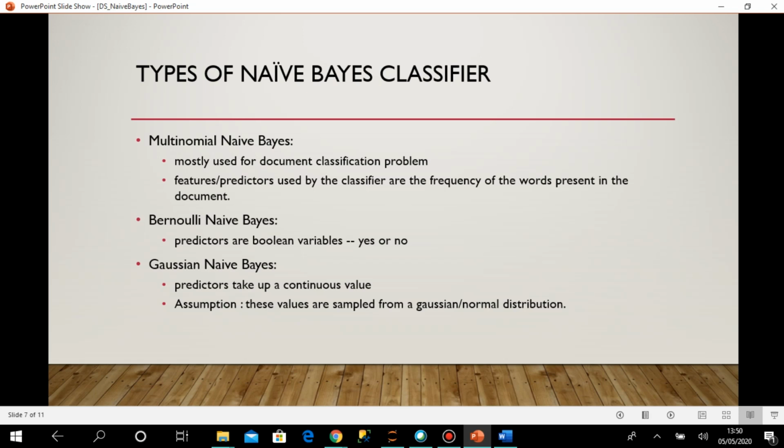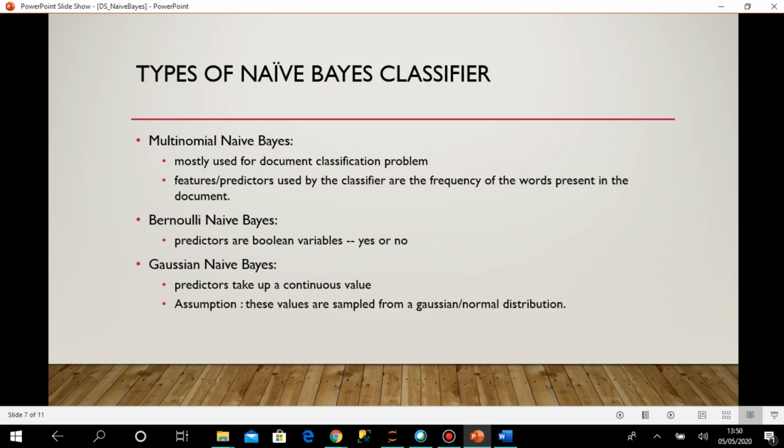So based on that we create the frequency table, where for all possible words we find the frequency of each word in the document. That's how we create the frequency table, and then based on that the naive Bayes algorithm is executed. We'll have some detailed discussion on that.